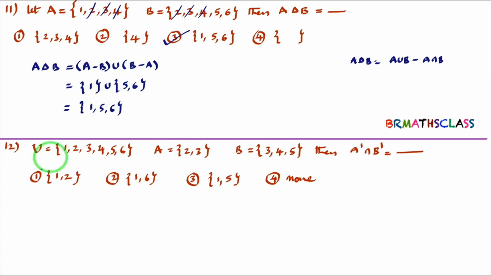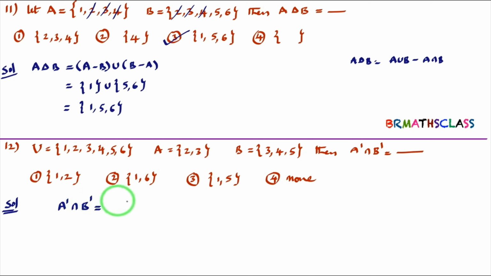Okay. Now next question, 12th question. Universal set 1, 2, 3, 4, 5, 6 is given. And set A is given as 2, 3. And set B is given as 3, 4, 5. Then A dash intersection B dash we need to calculate. A dash intersection B dash.